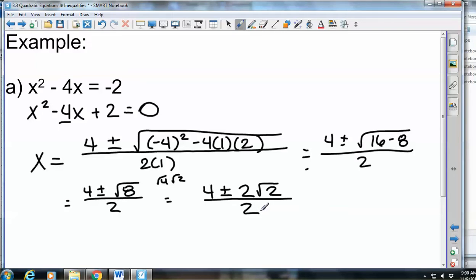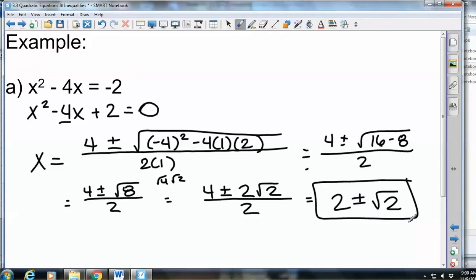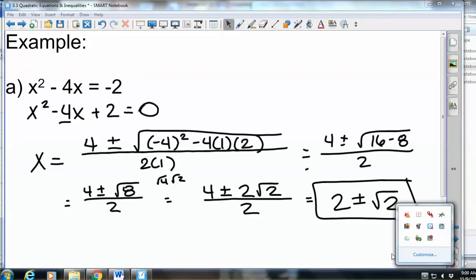Why does this formula work? I could show you. It comes from completing the square. If you use a, b, and c in completing the square and do that, that's where this formula came from. So the answer is just 2 plus or minus the radical 2. That's the actual problem.